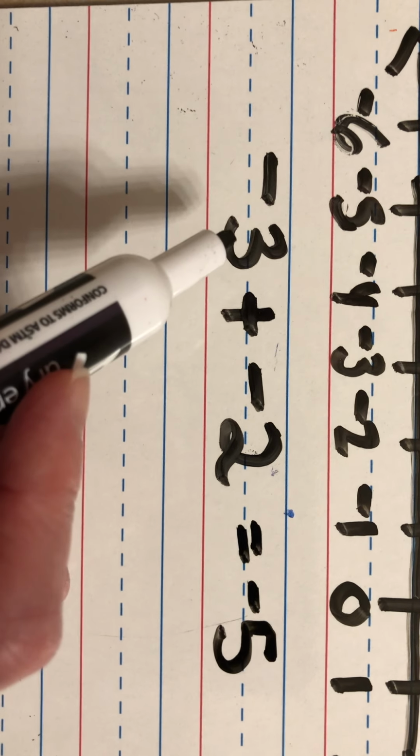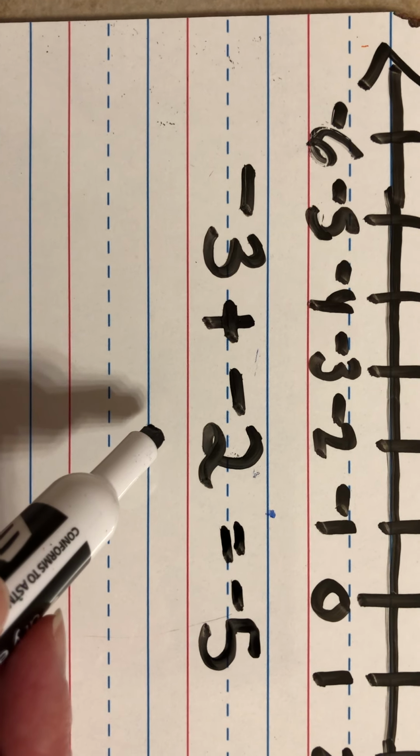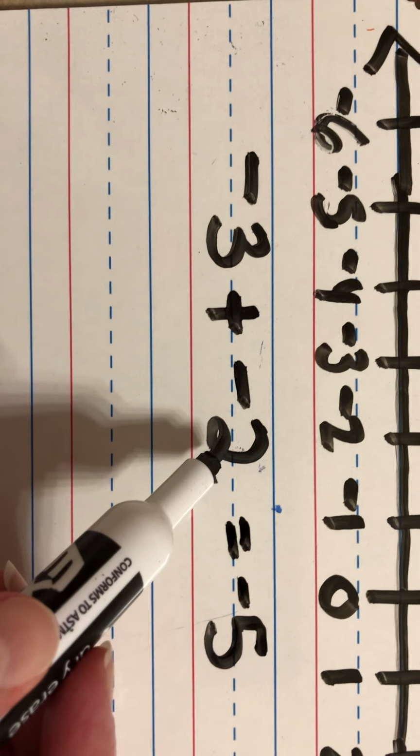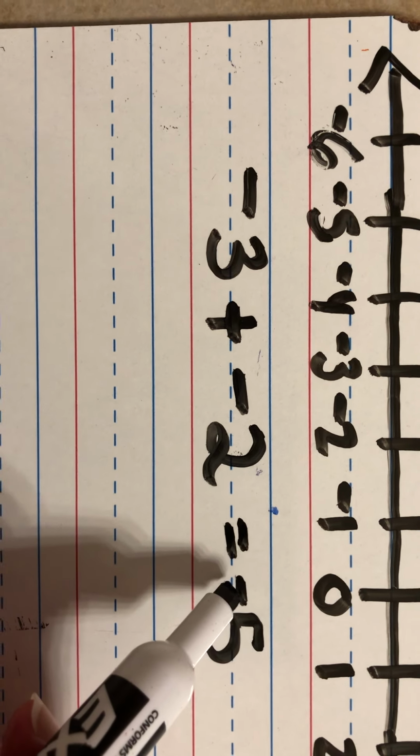Or you can just use the fact that adding two negative numbers is the same as adding positive numbers. So add them like they were positive. 3 plus 2 is 5. Then put your negative on the end.